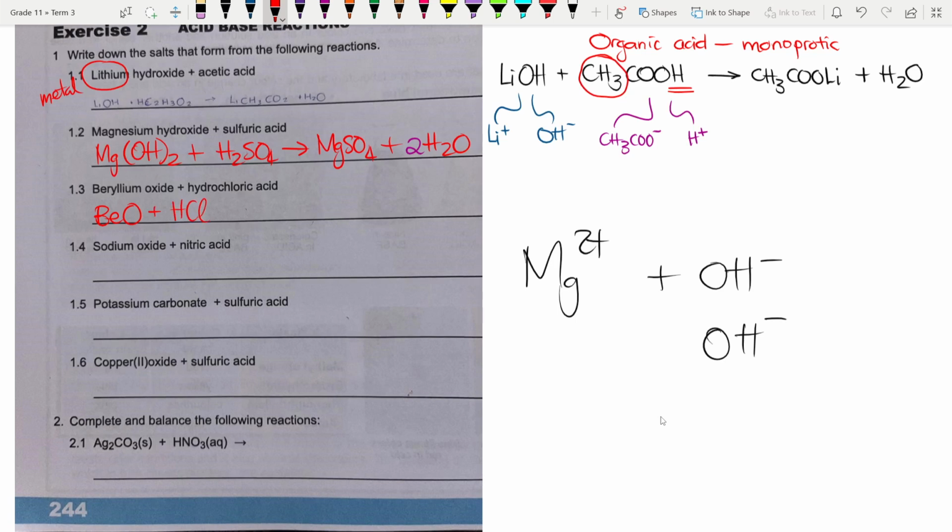Hydrochloric acid looks like this. So the products are going to be beryllium chloride, right? Because chlorine is Cl minus, then I'm going to need 2 of that, plus water. Why? Yeah, that's correct.